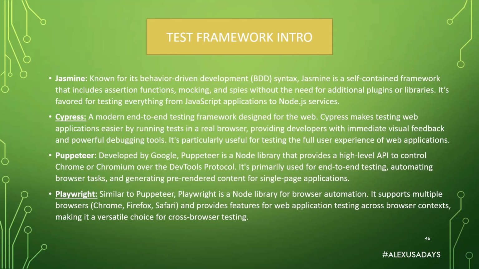Next one is, I think, one of the most popular right now on the automation market using JavaScript for the web, and that is Cypress. So Cypress is a really great tool to learn to get into automation. It's a modern end-to-end testing framework designed for the web. Cypress makes testing applications easier by running tests in a real browser, providing developers with immediate visual feedback and powerful debugging tools. It's particularly useful for testing the full user experience of web applications.